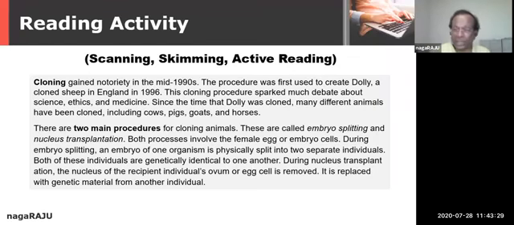Okay, coming back to this. If I want to teach scanning, if I want to develop my students' reading skills, scanning is a great reading skill, right? Skimming is a great skill.